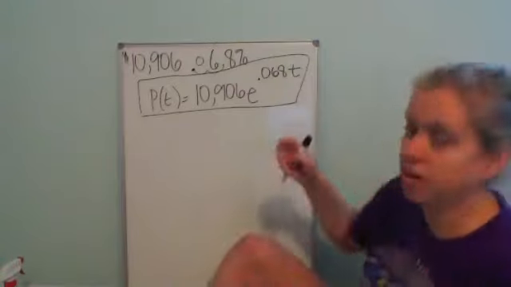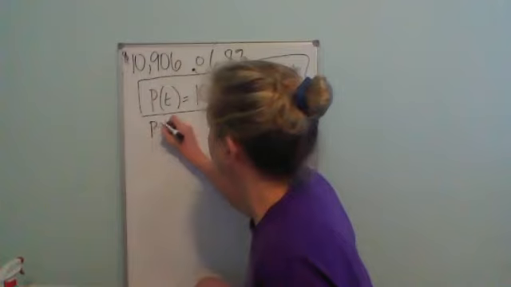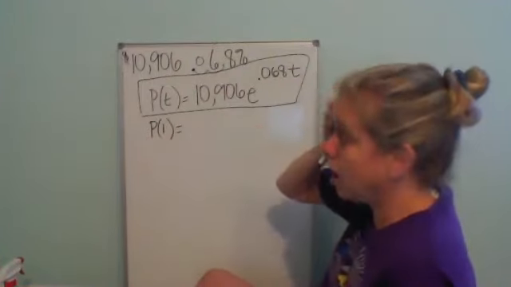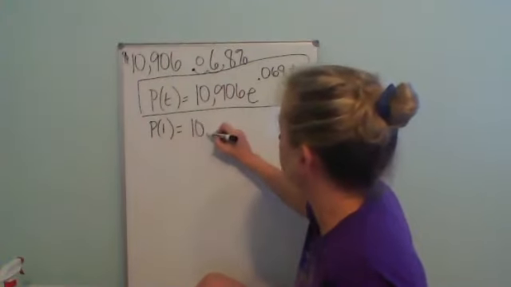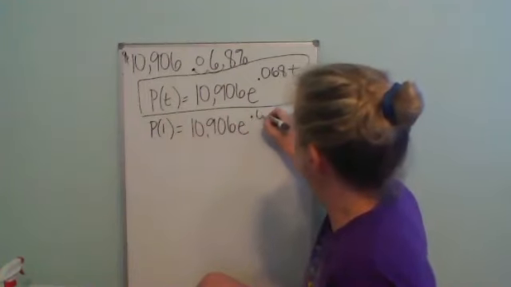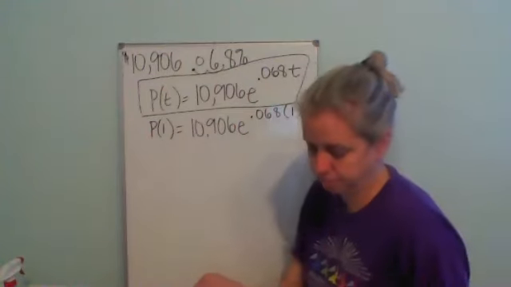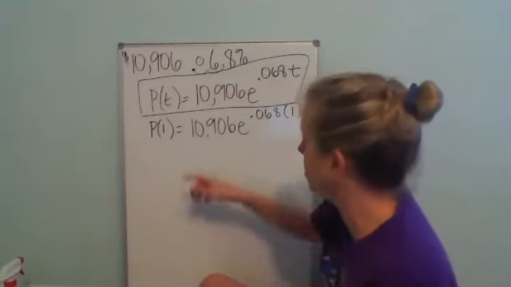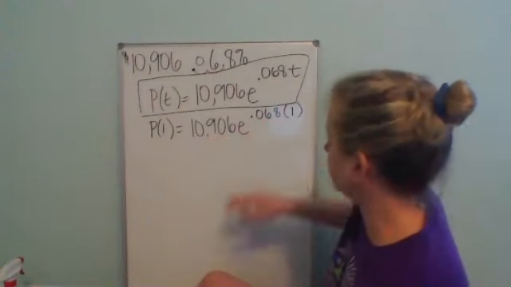Now, the next B part of the problem, it says the balance after 1 year is what? So what do we know now? Now we know the time. We know the time is 1 year. So we're actually finding P of 1, which just means go to your function and replace the T with a 1. So 10,906 E to the 0.068 times 1. So let's see, just how much money will we have after 1 year if we put in this amount, and it's growing at 6.8%.